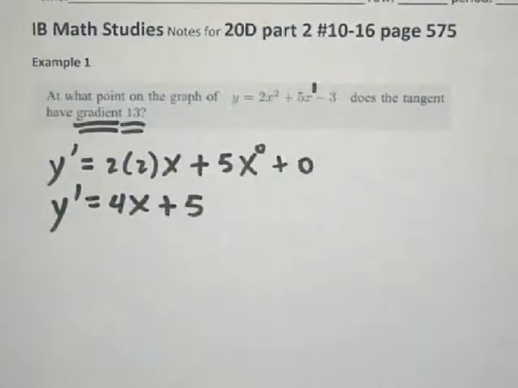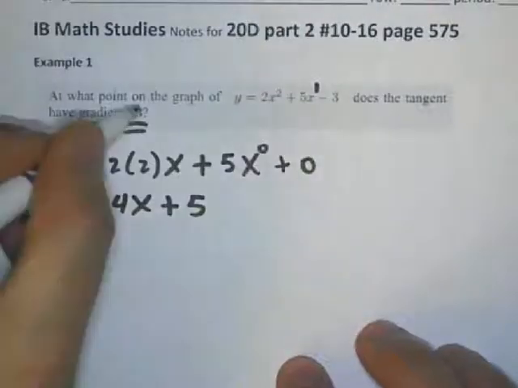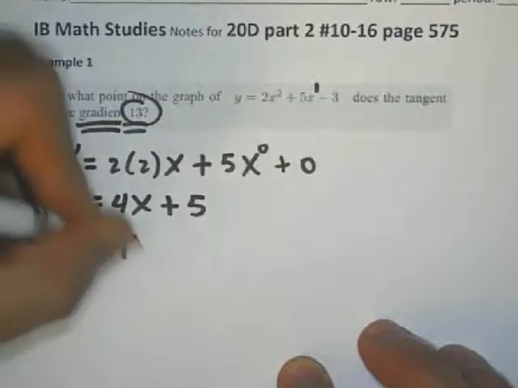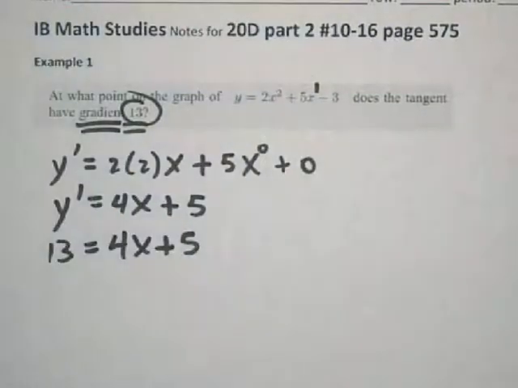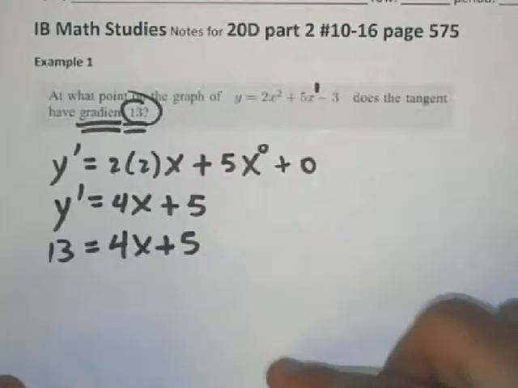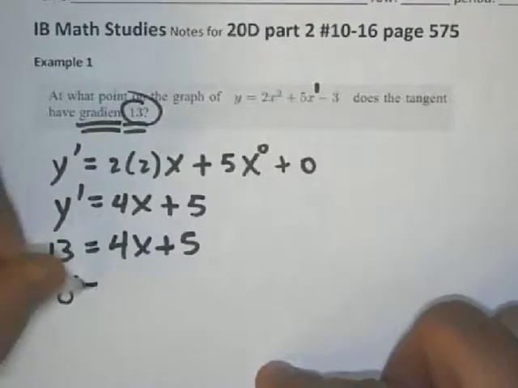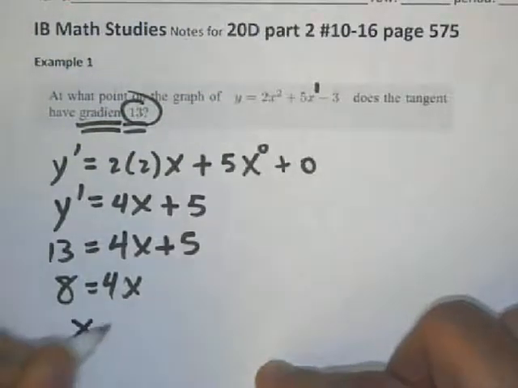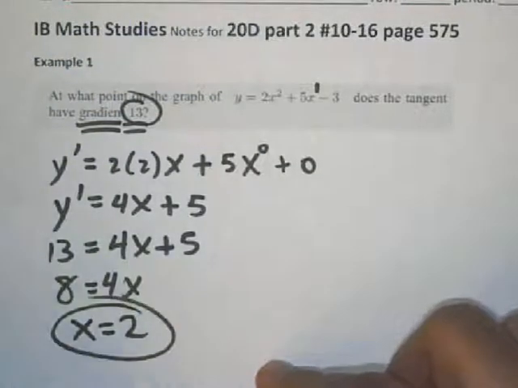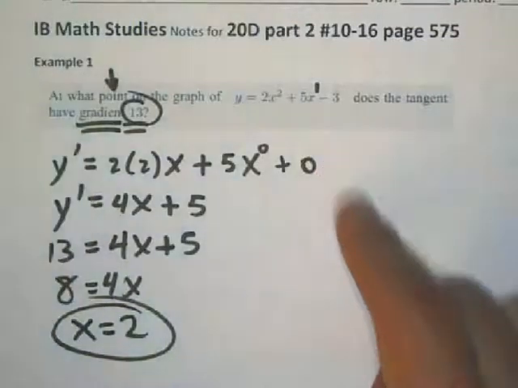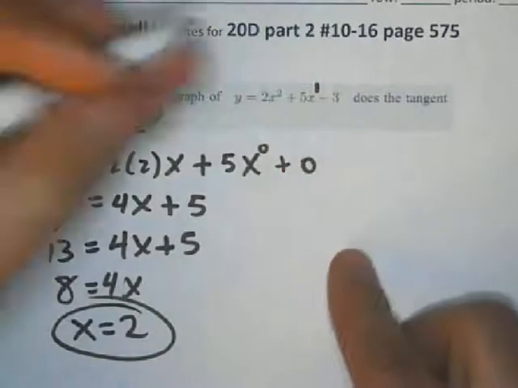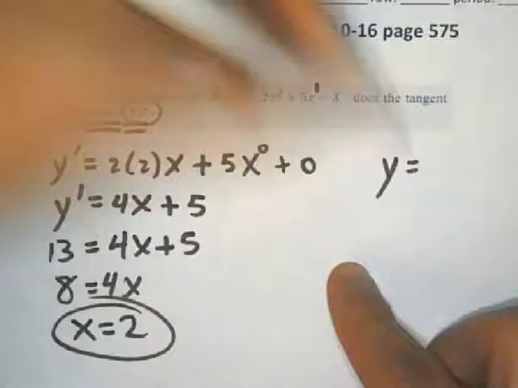Now I've got my derivative function, and I'm going to make that equal to 13. So 13 equals 4x plus 5, and we can solve for that. Let's subtract 5 on both sides, and we get 8 equals 4x. Divide both sides by 4, we get x equals 2. We're not done. We're trying to find a point, right? So if my x value is 2, I need to plug that into the original function to get y.